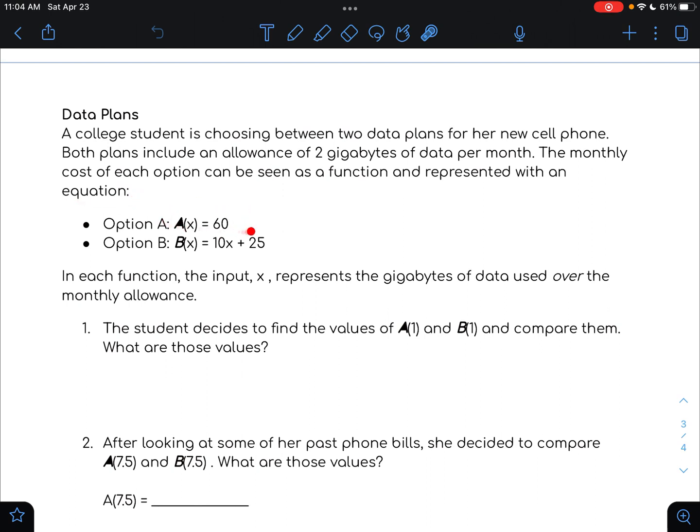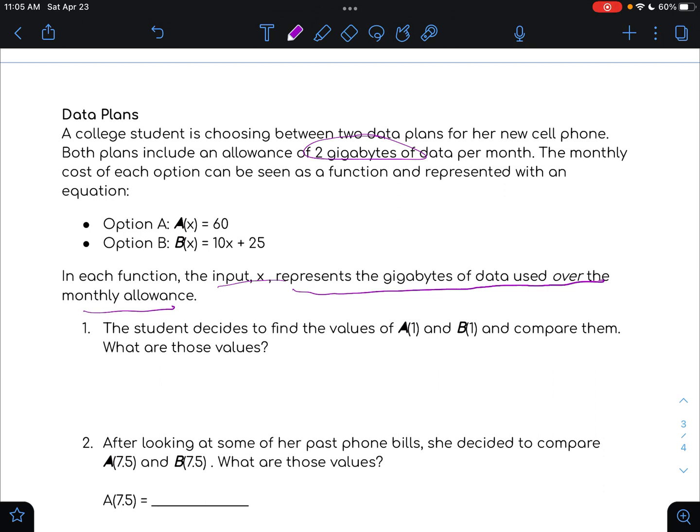Option A of x equals 60. Option B of x equals 10x plus 25. Okay, so let's think about what the variables are. The input x is the gigabytes of data over the monthly allowance. So you've got your 2 for sure, and x is essentially how many gigabytes over your monthly allowance that you have.